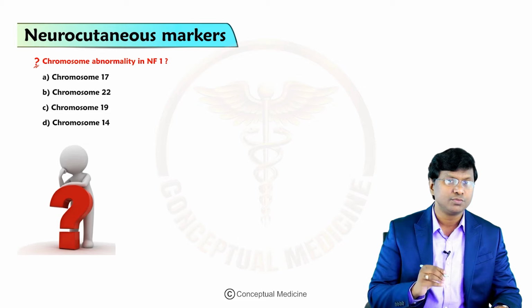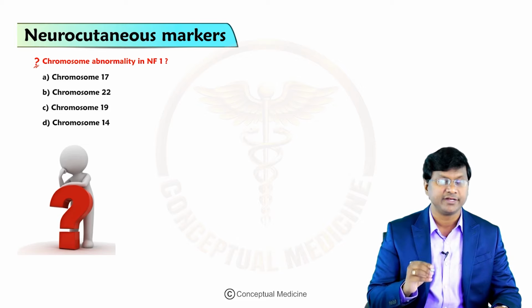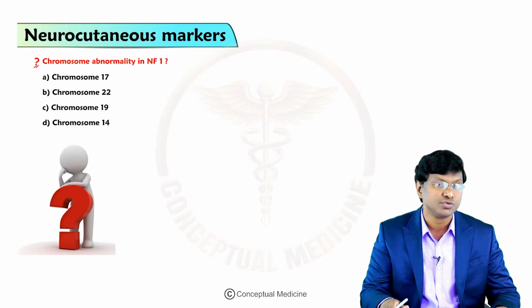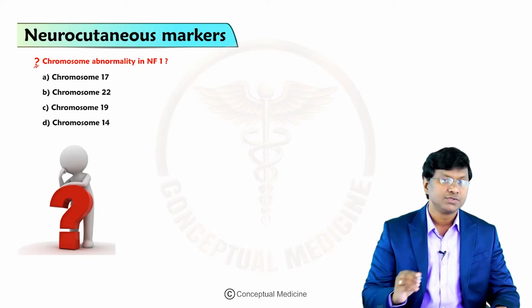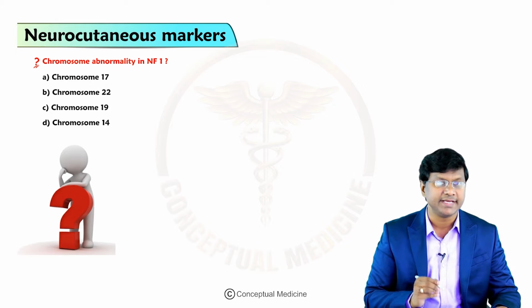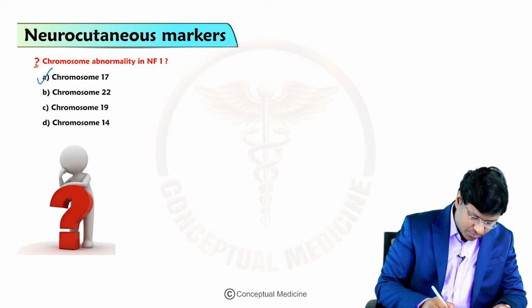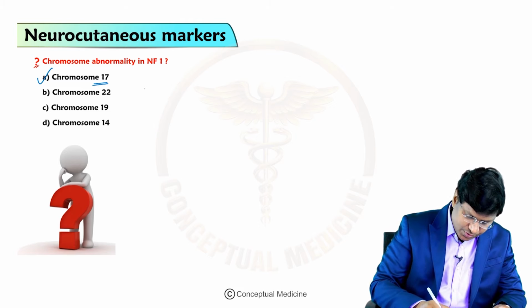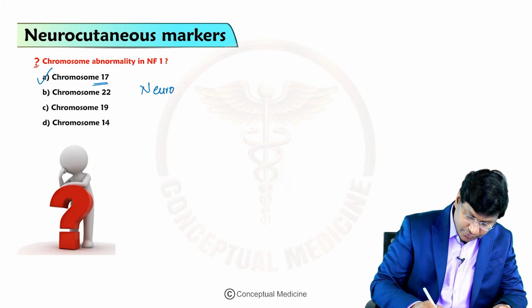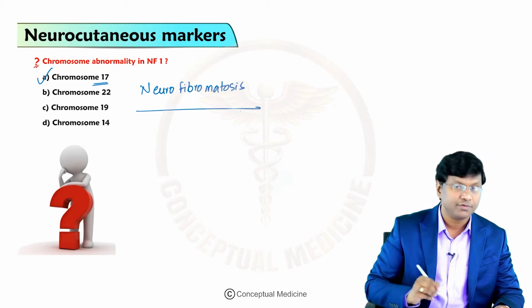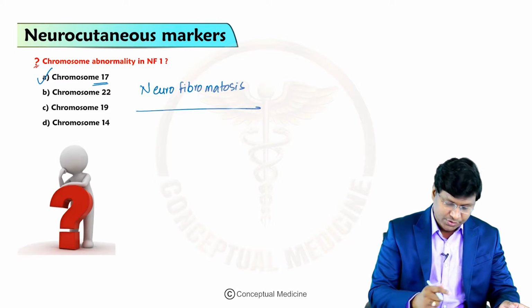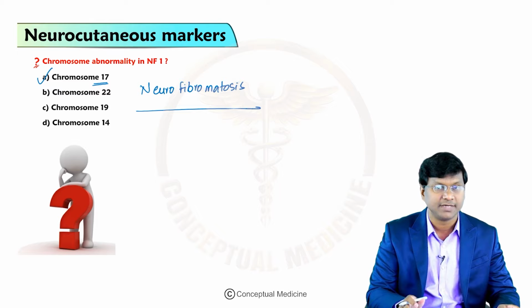So, you see a question here: the chromosome abnormality in neurofibromatosis type 1 is, options are chromosome 17, chromosome 22, chromosome 19 and chromosome 14. So, the chromosomal abnormality in case of neurofibromatosis type 1 is on chromosome 17. Now, how to remember this? If you count the number of letters in this particular word neurofibromatosis, it will be 17. So just please remember the chromosome 17 is the abnormality, right?